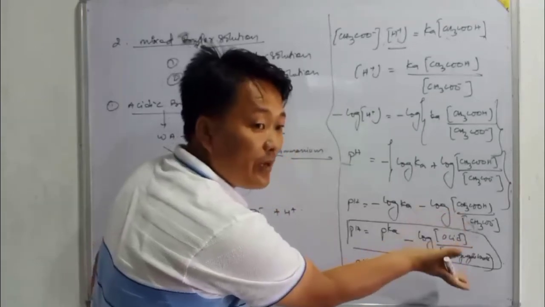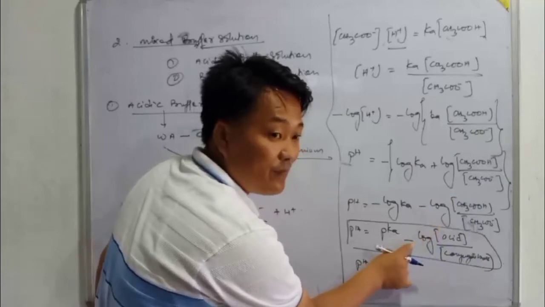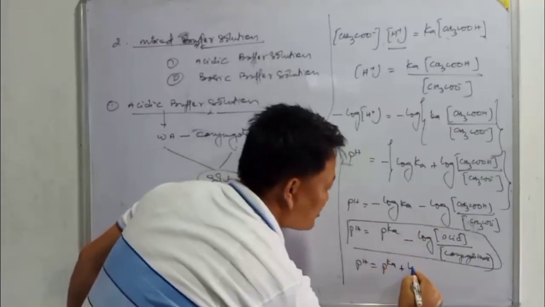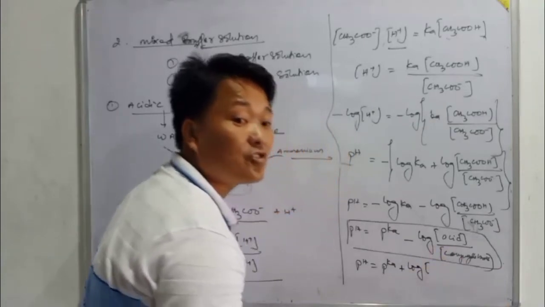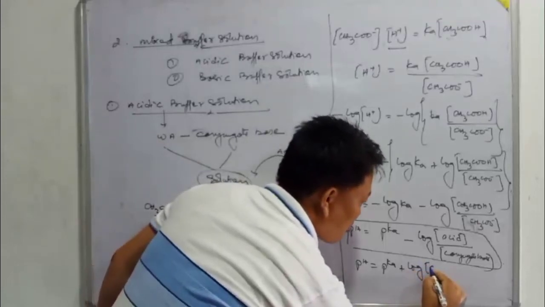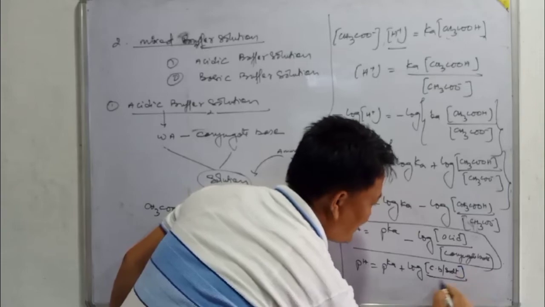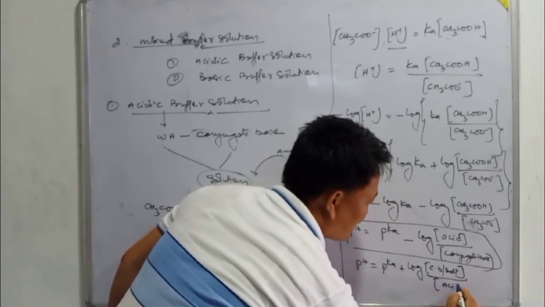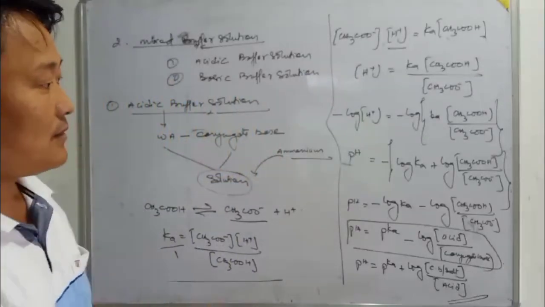What we have to do is change the direction. Then minus will become plus now. Plus log of conjugate base or salt, we can write salt also, conjugate base or salt, by the concentration of acid. This is the final equation.